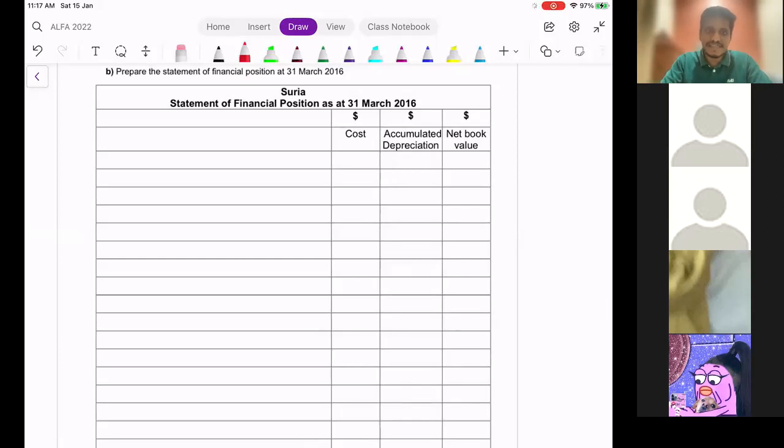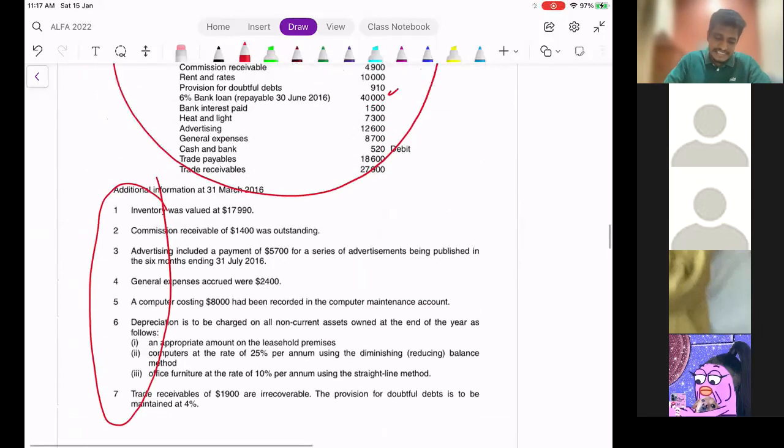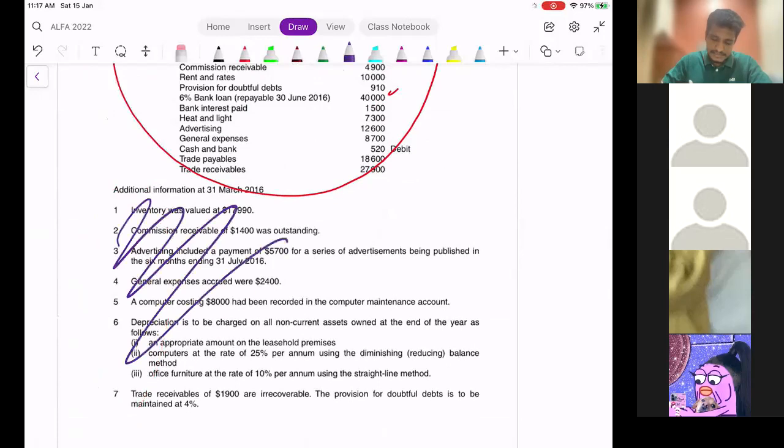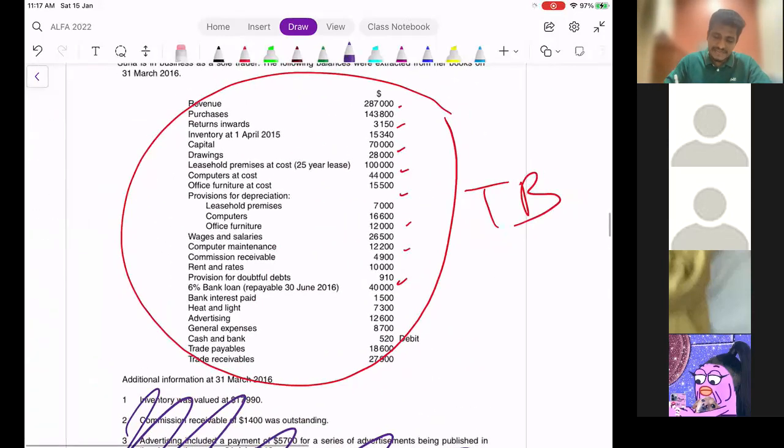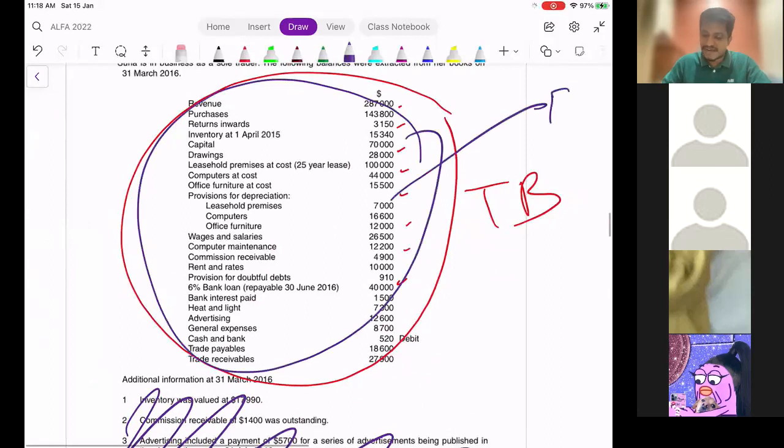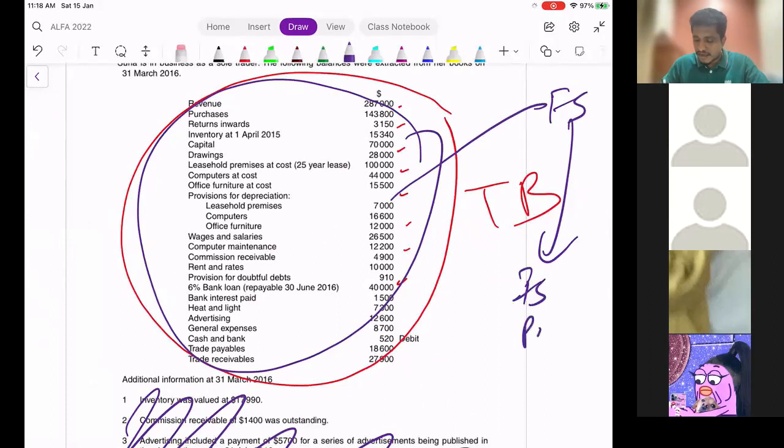Who still doesn't understand the purpose of adjustments? Because if you didn't adjust, let's say you don't want to adjust, you take these figures straight from the ledger accounts and want to do the financial statement. Then you calculate the profit in the income statement. Do you think this profit is correct?